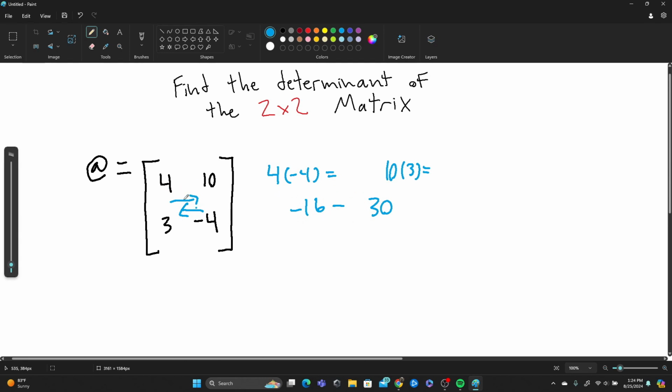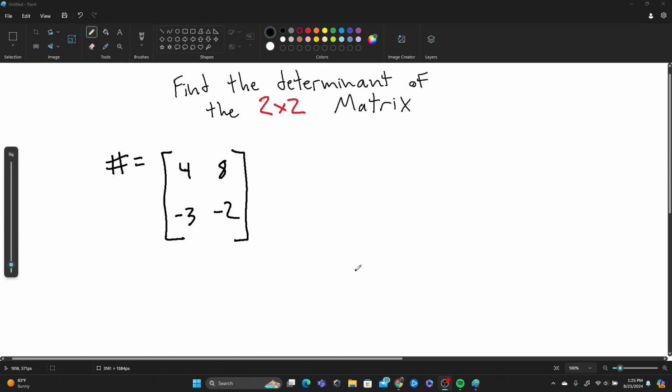Because the product of these two numbers, going left to right, minus the product of the two numbers going right to left. So negative 16 minus 30 is equal to negative 46. So if you got negative 46, you are correct.